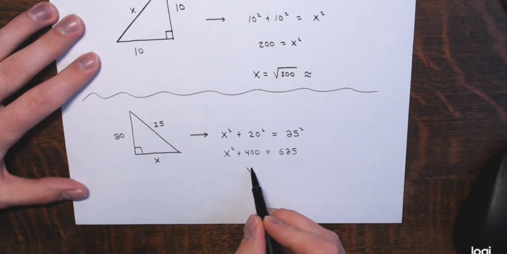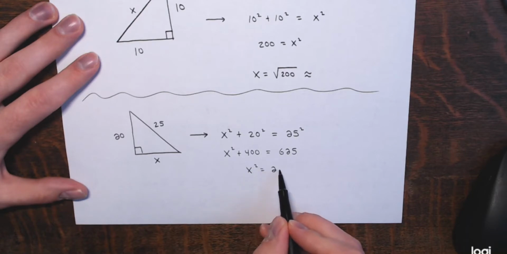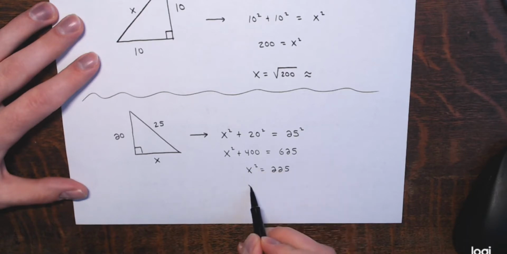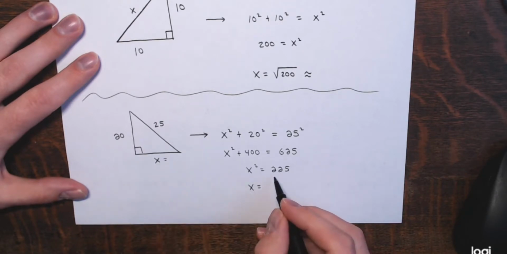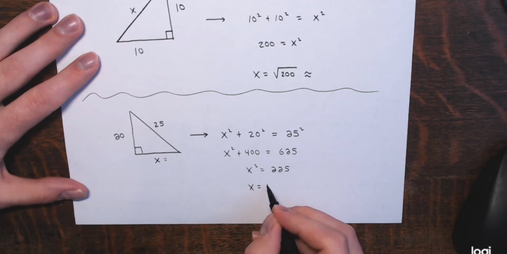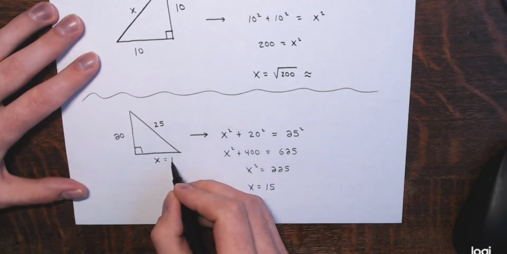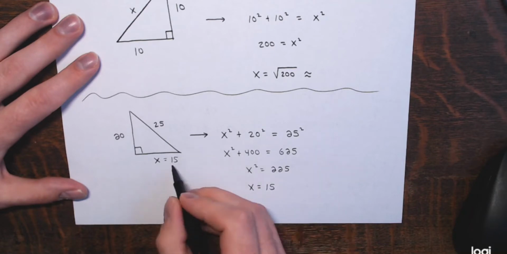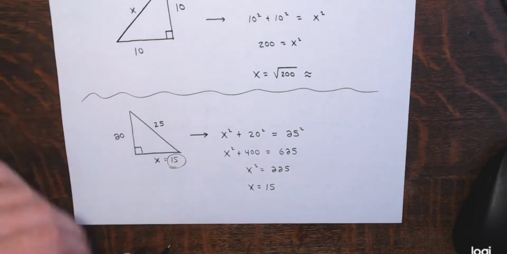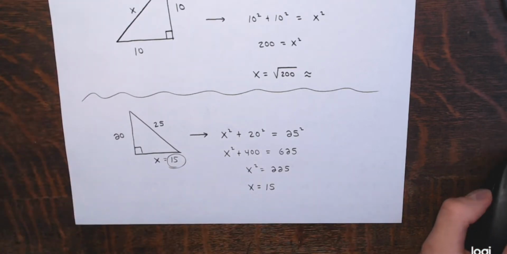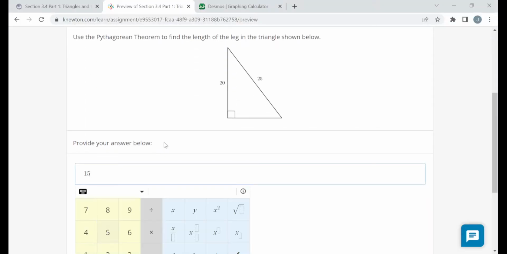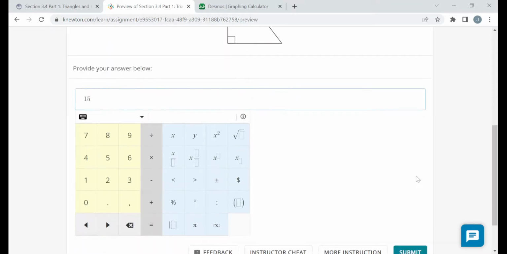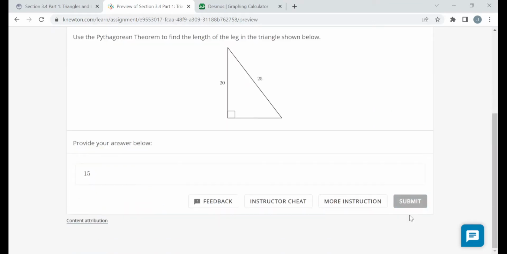Subtracting 400, we get x squared equals 225. And then again, you could be plus or minus, but we're going to ignore the minus because we're talking about lengths. The square root of 225 is 15. This is a nice whole number, actually. So the length of that missing leg, that missing side, is 15 units long. It's got to be. And all I'm asked to do is put in the number, right? There's no units on these, just 15. Wonderful.